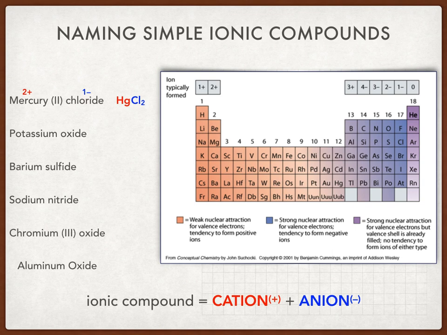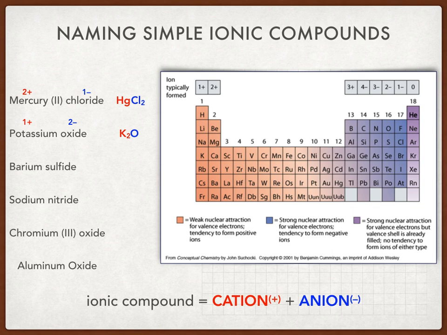Potassium oxide. You're going to have to look at the periodic table. Where does potassium fall? It's in the first column. So it's a +1. Oxide, that's oxygen. It's always going to be a 2 minus, right? So you're going to have 2 potassiums for every 1 oxygen. K2O.